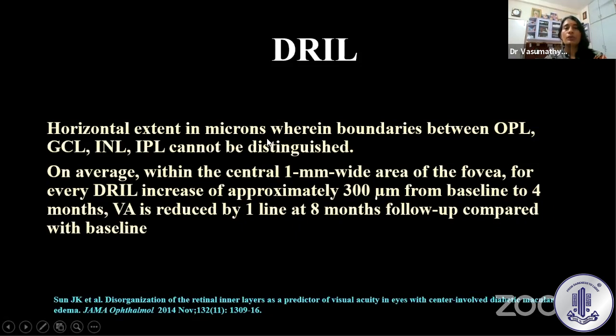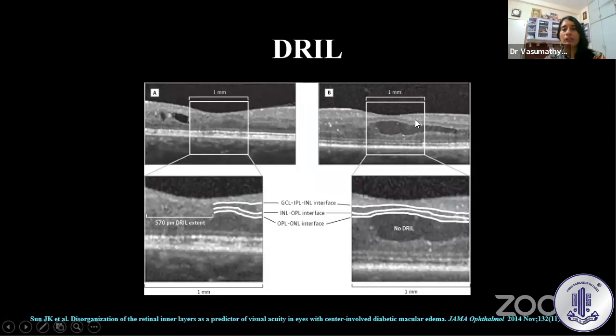Another important terminology in diabetic macular edema is DRIL, which is the horizontal extent in microns wherein you cannot distinguish the boundaries between the inner retinal layers. For instance, this is a patient in which, as a beginner, if you just see the OCT, if you see these two white lines and this gray area, this signifies that there is no DRIL and the inner neurosensory retina is actually intact.